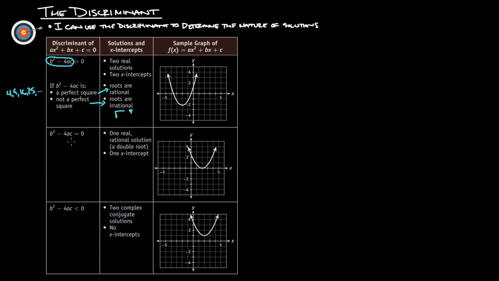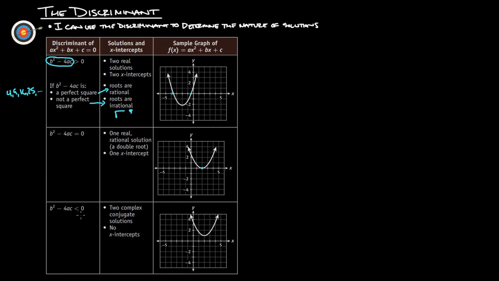If b squared minus 4ac happens to equal 0 and only 0, then there's just one real rational solution. We call that a double root. And there's just one x-intercept, so it only touches the x-axis in one spot. Okay, so there's your one x-intercept, there's your two x-intercepts up here.